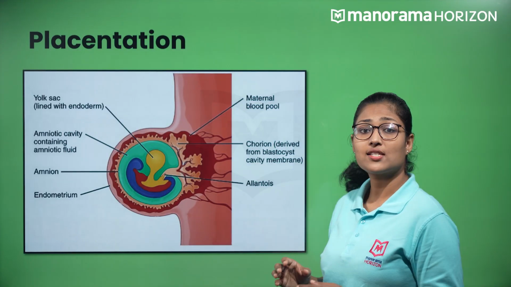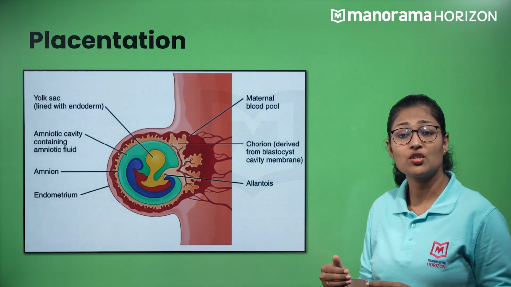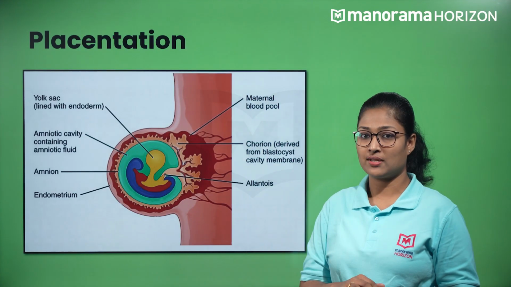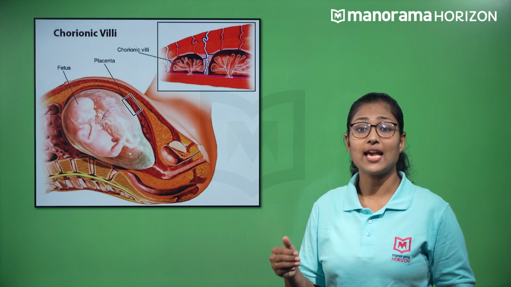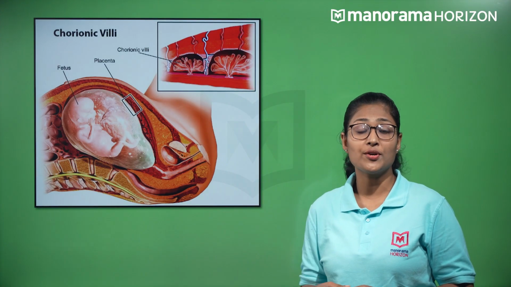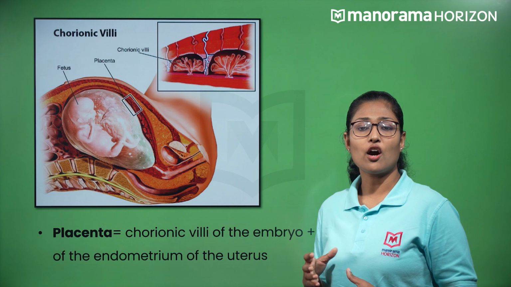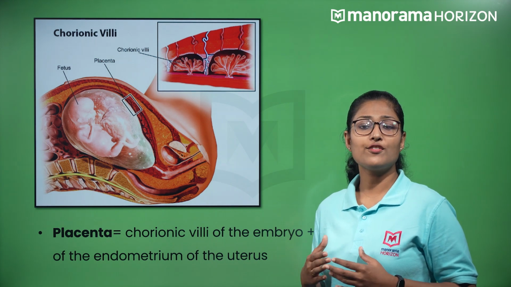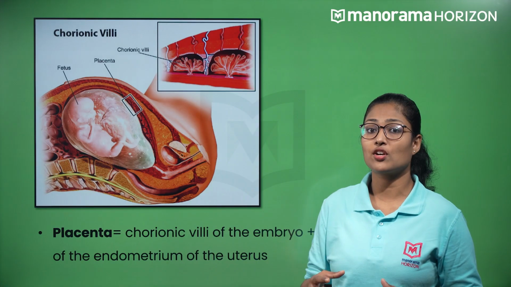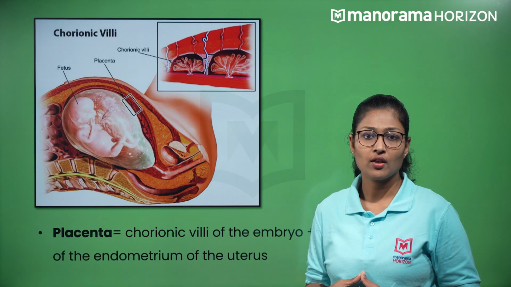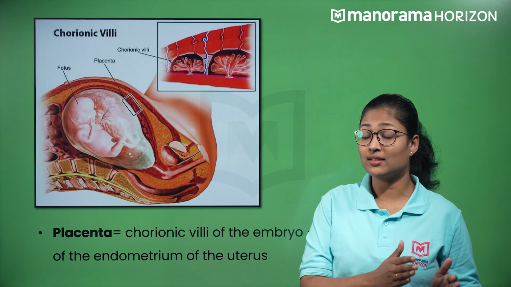The trophoblast of the implanted embryo develops finger-like projections during the 2nd week of development. And these projections are called the chorionic villi and they extend into the endometrium of the uterus. Soon, the chorionic villi of the embryo and part of the endometrium of the uterus become intertwined to make the structure called the placenta. Can you tell what is the function of this unique connection between the mother and the fetus?